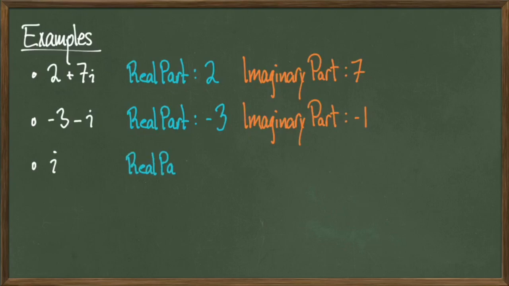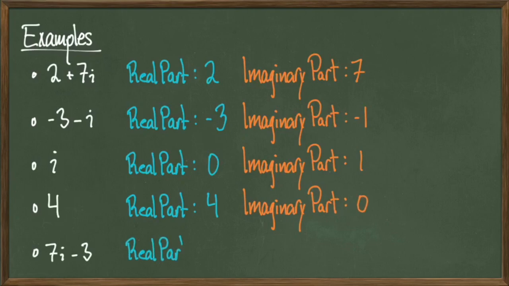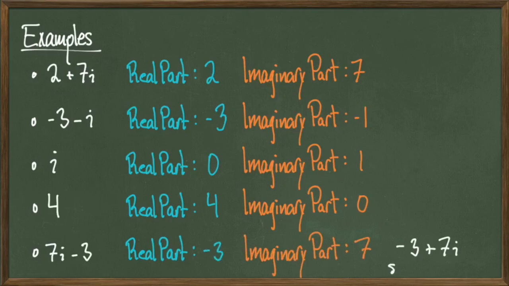If we just have the complex number i, it has a real part of 0 and an imaginary part of 1. In general, if all you see is an imaginary component to a complex number, the real part is going to be 0. When we look at 4 as a complex number, the real part is 4 and the imaginary part is 0. Lastly, the complex number 7i minus 3 has real part negative 3 and imaginary part positive 7, and we can flip the order of this number so that it's written in standard form.